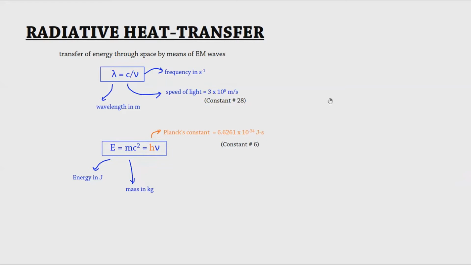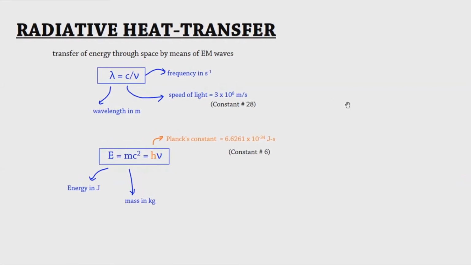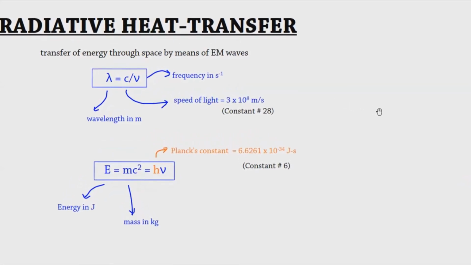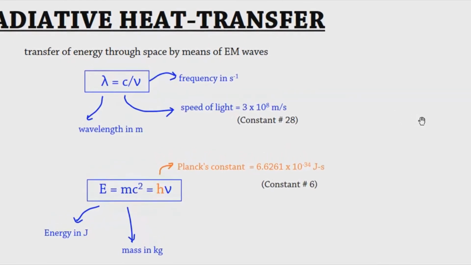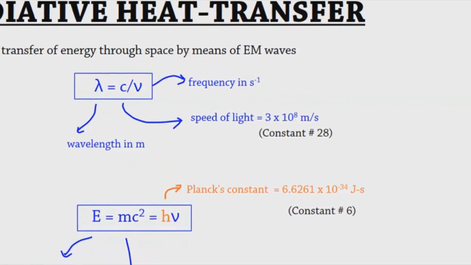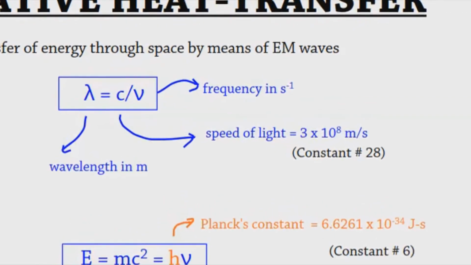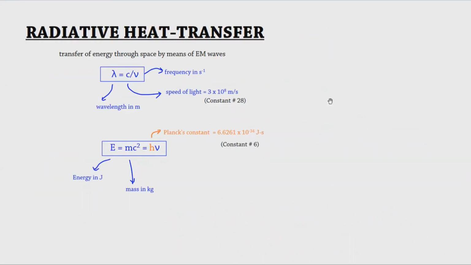Now, there are just two basic equations that we need to understand before we proceed with the computation for radiative heat transfer. The first one is that the wavelength is equal to the speed of light divided by the frequency. So you can see there the units for the wavelength, the speed of light, and the frequency. The speed of light is given by 3 times 10 to the 8 on an estimate. And if you press your calculator, that's around constant number 28. So you can just press it and then you'll find the exact speed of light.